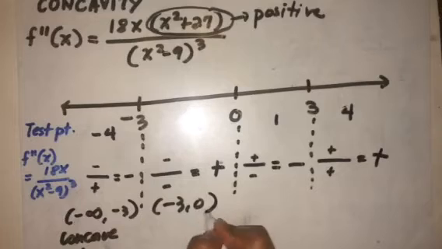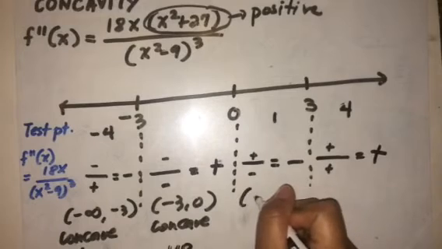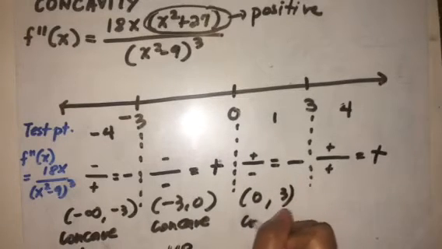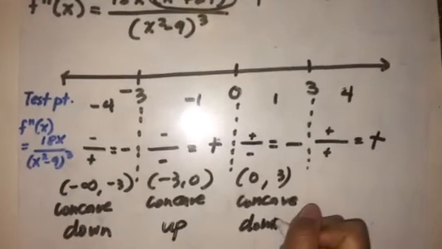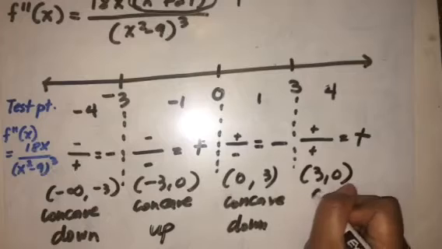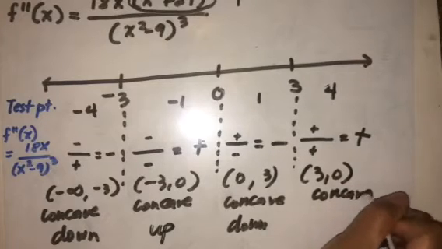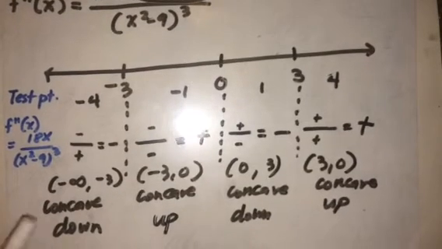From -3 to 0, concave up. From 0 to 3, it's concave down, and from 3 to infinity, the graph of the original function would be concave up. Now, I'm going to combine this with the increasing, decreasing.